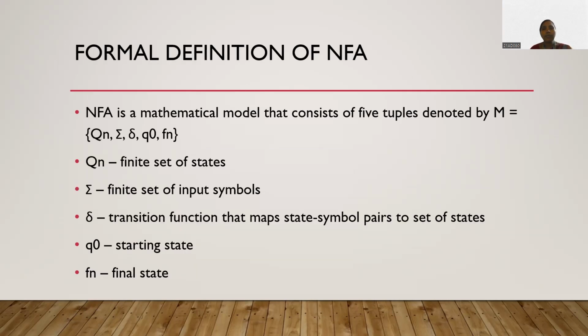Now let us see the formal definition of our NFA, right? Basically, it is a 5-tuple. Q is a finite set of states, from Q0 to Qn. Sigma is the finite set of input alphabet. Delta is a transition function that maps the state and symbol passed to a set of states. Q0 is the starting state and F is the final state.